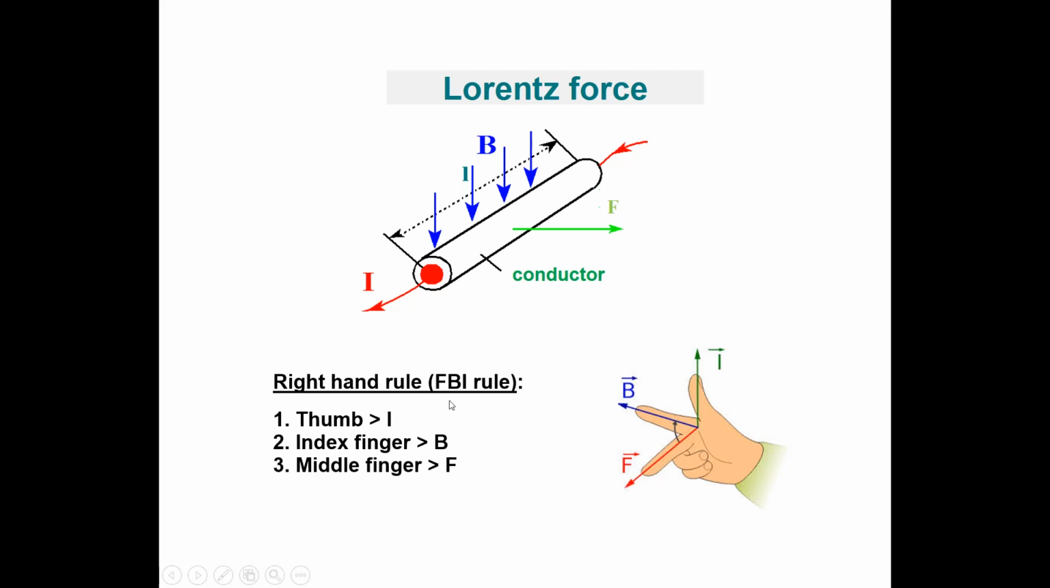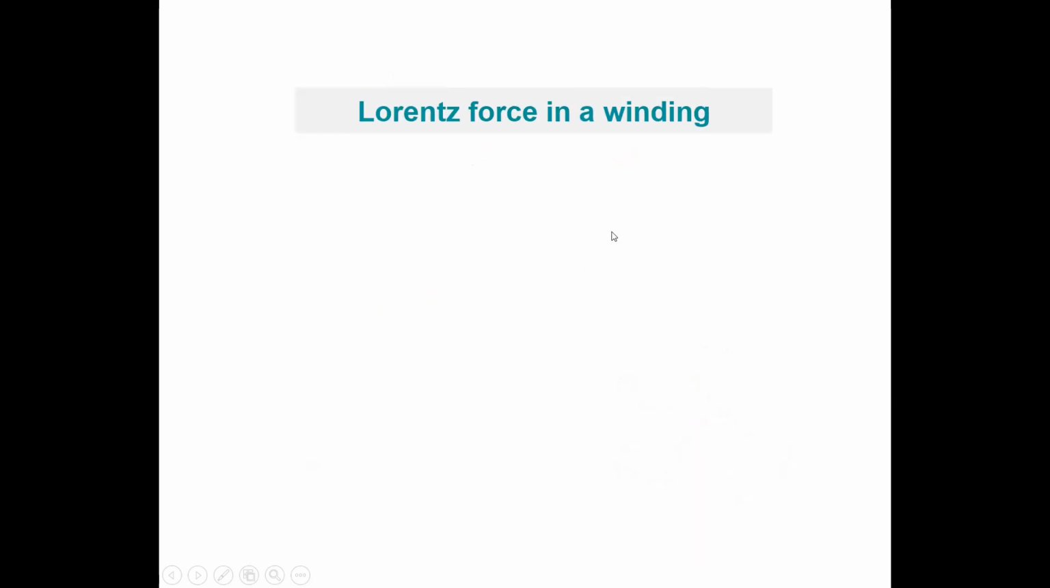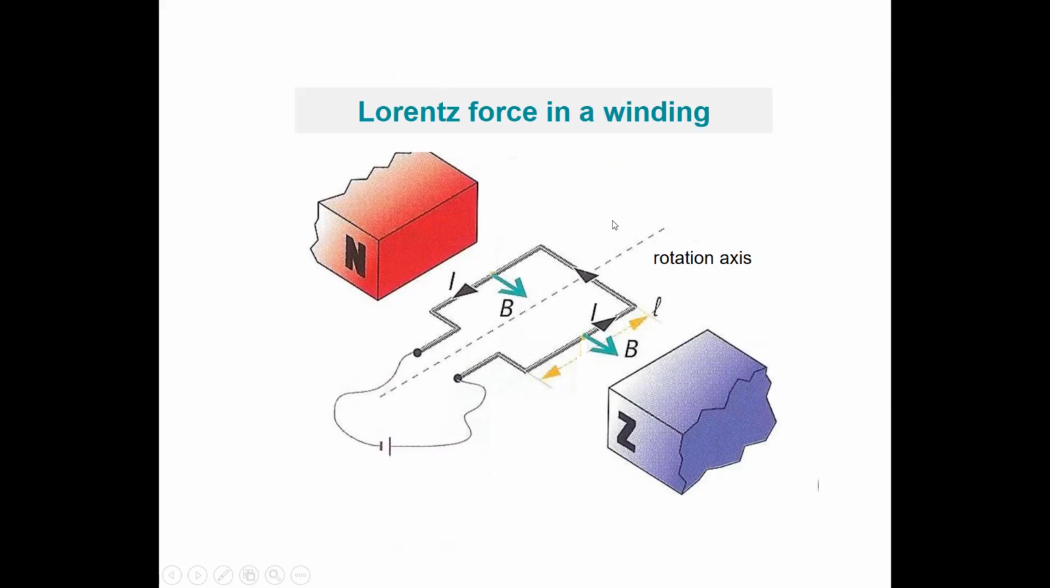The direction of that force can be established by using the right hand rule, also called the FBI rule. Due to that rule, we place the current in the direction of your thumb, the magnetic field B in the direction of your index finger, and then your middle finger points out the direction of the force. When we apply that to this picture, we see that the force is in this direction. Due to that Lorentz force, we can check out why the motor starts running.